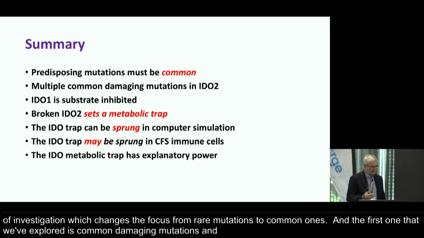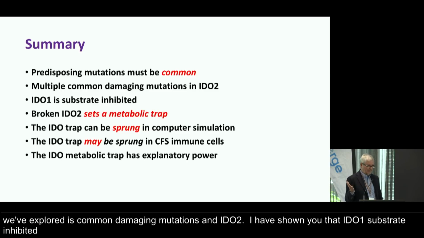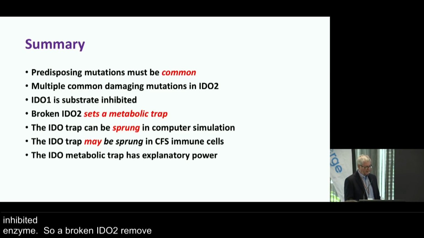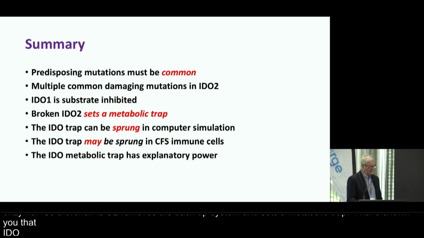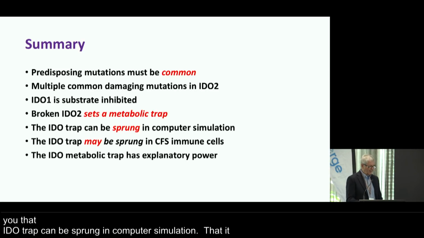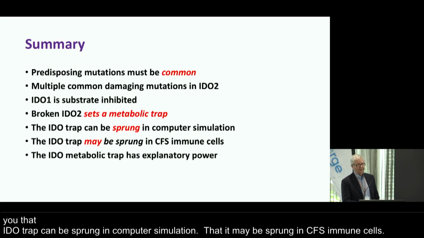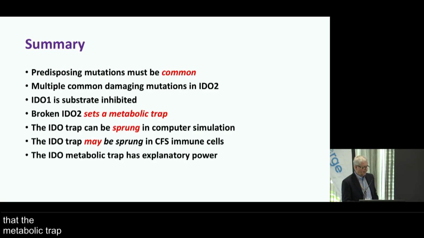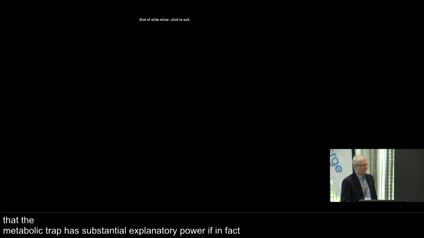I've shown you that IDO1 is a substrate-inhibited enzyme, and so a broken IDO2 removes the backup system and sets a metabolic trap. I've shown you that the IDO trap can be sprung in computer simulation, that it may be sprung in CFS immune cells, and that the metabolic trap has substantial explanatory power if, in fact, it exists. So that's it. Thank you very much.